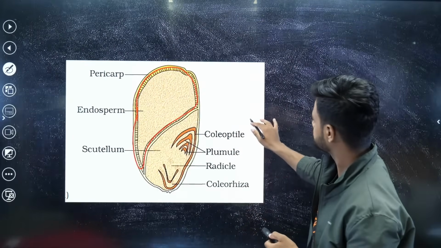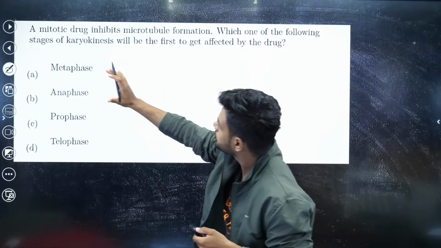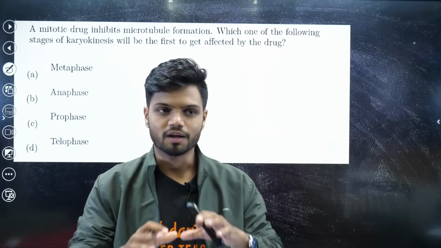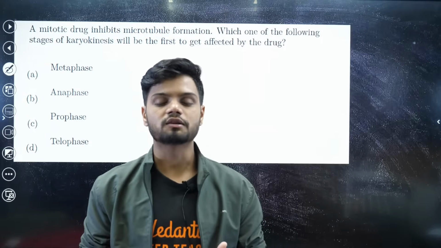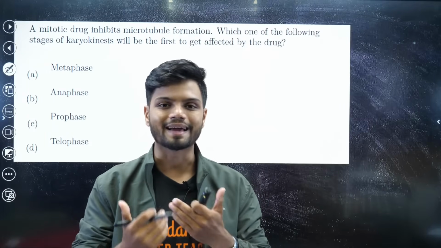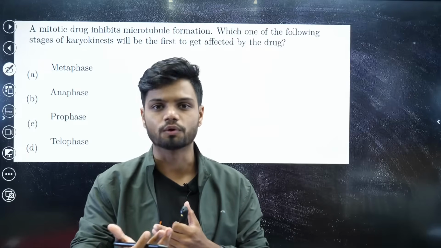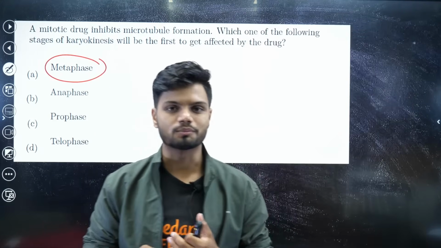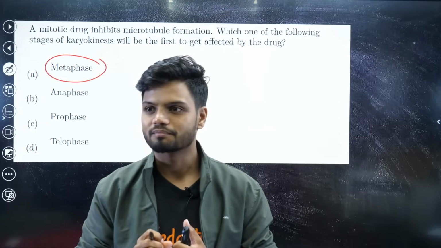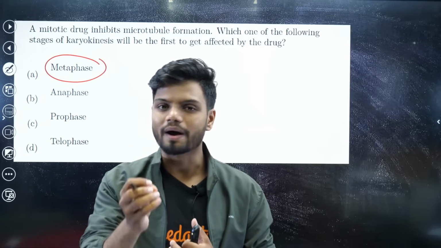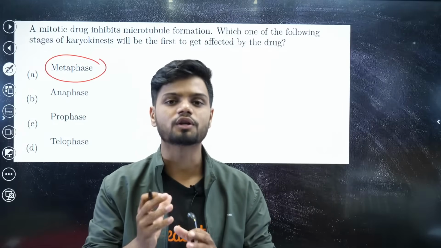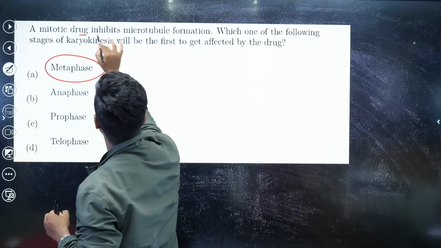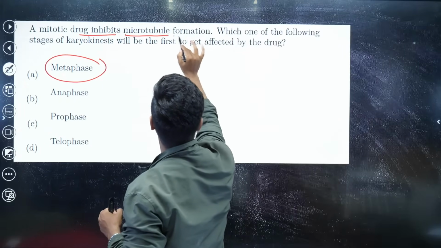Next question. See here. Now this was a controversial question from last year, and some even asked for bonus marks. If you look at any videos on the internet, everyone is saying option number A. But do you think it's option number A? Students, let me explain why it is not option A and why it is given wrong in many cases. See, the mitotic drug inhibits the microtubule formation.